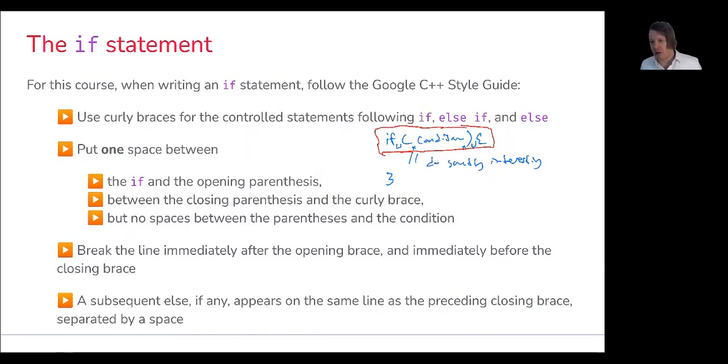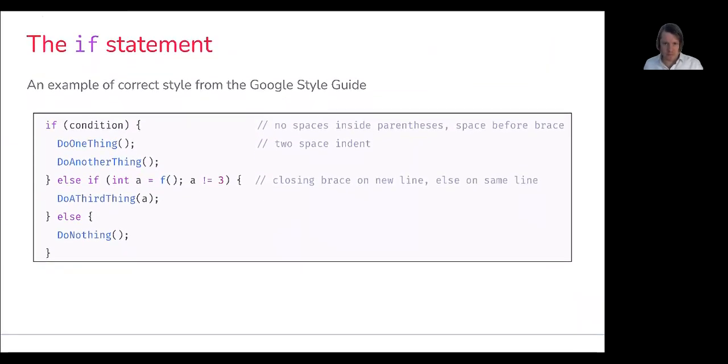If there is a subsequent else or else if, it's going to appear on the same line as that closing brace with a space between. It too will have an opening brace with a white space between the end of the else and that. Then we'll do something else. And just like for the if header, the close brace would be on its own line directly after the last statement within that block. So here's an example of the correct style from the Google style guide. And this pretty much follows with everything that I've talked about at this point.